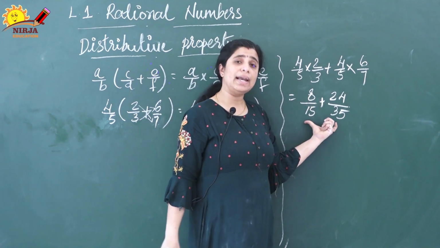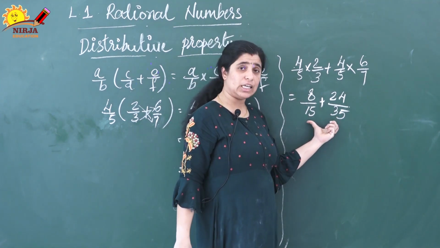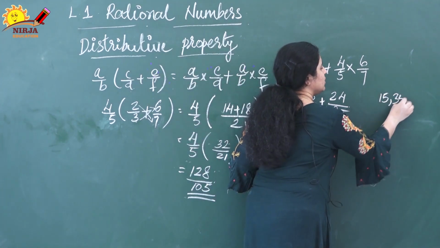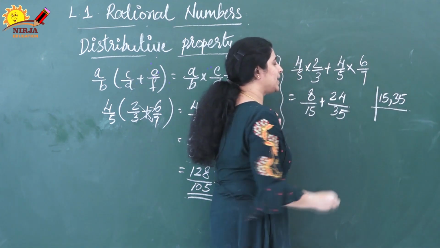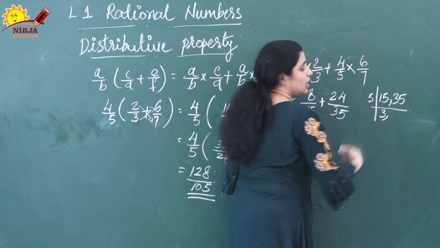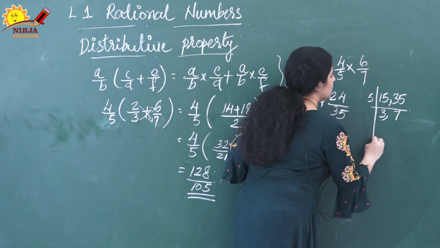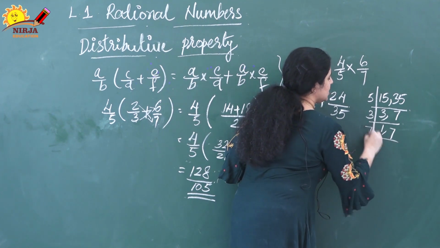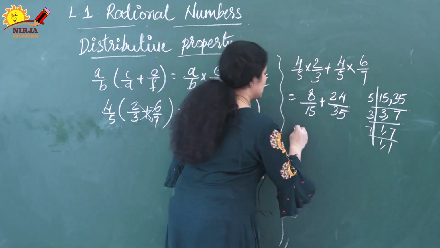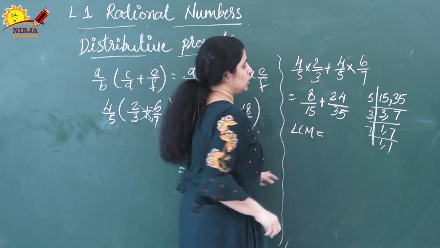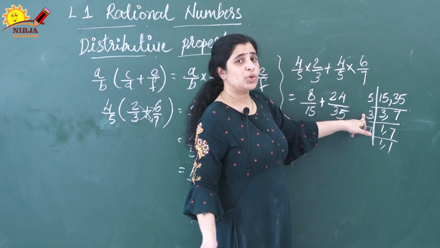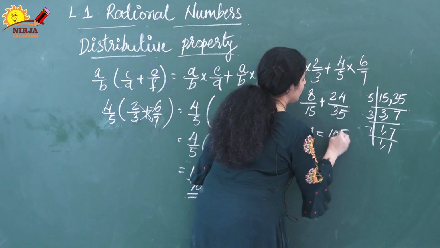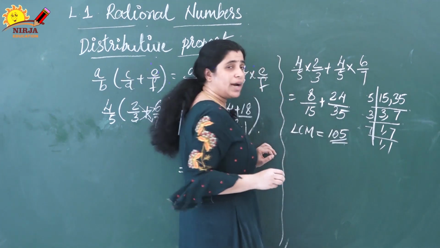Now you have to do the addition. For that you have to find the LCM of 15 and 35. I am going to find the LCM of 15 and 35 here. So first you can divide by 5. 3 5s are 15 and 7 5s are 35. Now by 3, 1, 7. Here 7, 1, 1. Then what will be the LCM? LCM is equal to 7 3s are 21, 21 multiplied by 5, that is equal to 105. So the LCM will be 105.